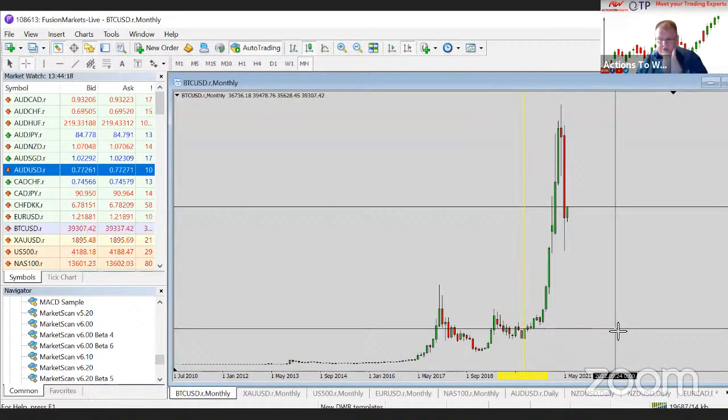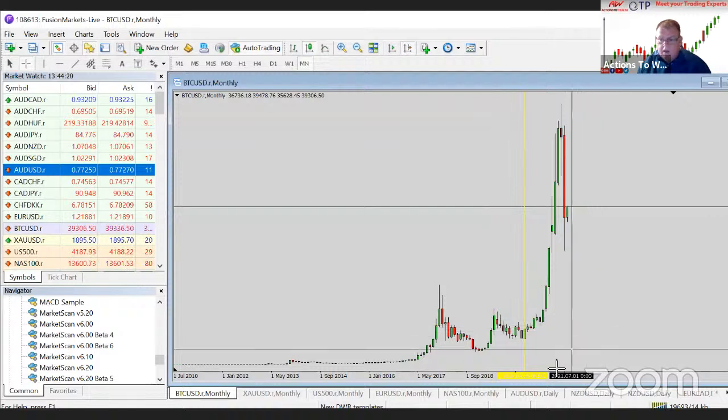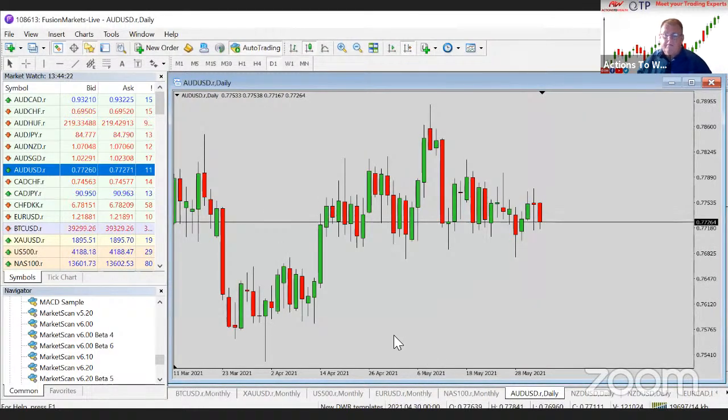Another thing I wanted to show you today was this. And I'm going to use the Aussie chart. I could use just about any currency chart I want for the last few weeks, but I'm going to use the Aussie.